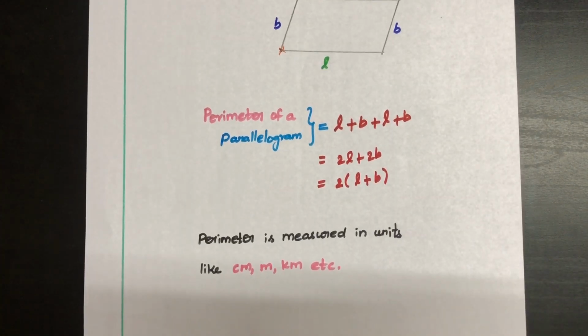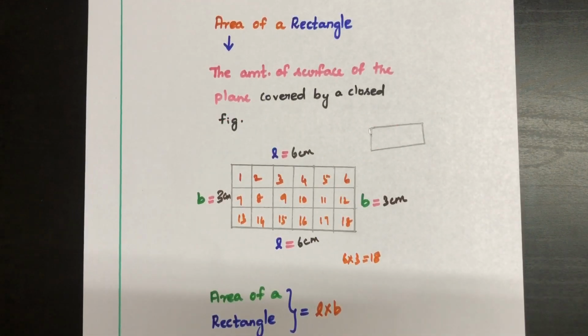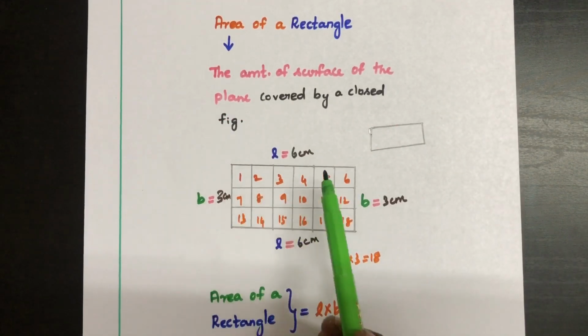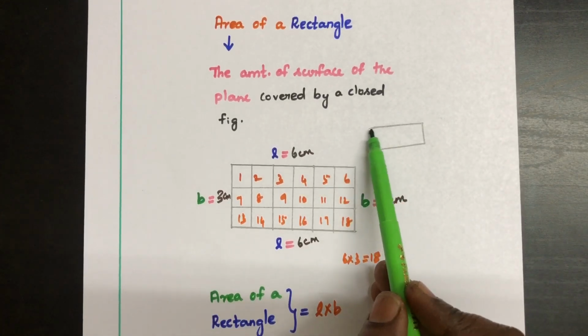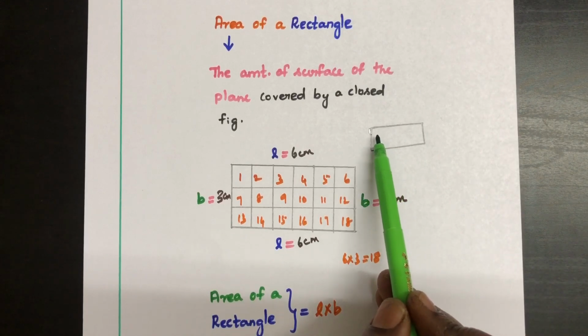Because perimeter deals with the length, its unit must be any one of these: centimeter, meter, kilometer, etc. Area of a rectangle. We have dealt with the perimeter. Perimeter means the boundary length. Now we are going to find the area.